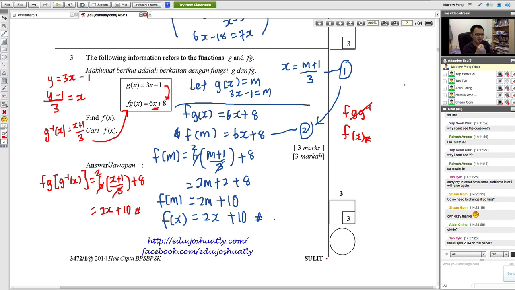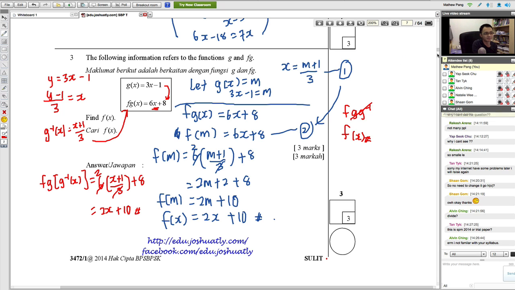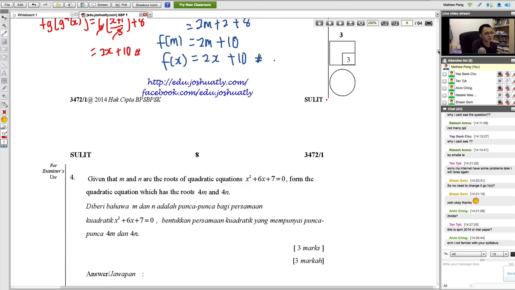This is SPM 2014. No, this is actually a trial paper for Sakura Rama Beno, a 2014 trial paper. I'm not familiar with your syllabus. Elvin, actually you are taking O-level or IGCSE, isn't it? This one is for SPM. So it will be slightly different.